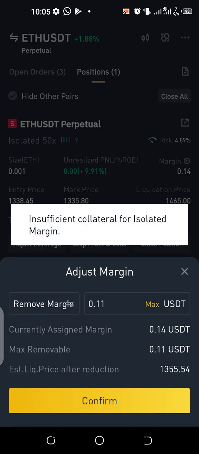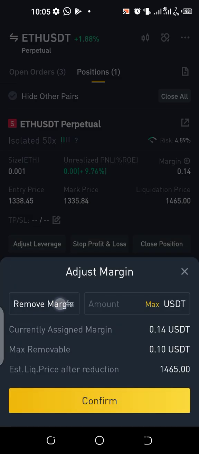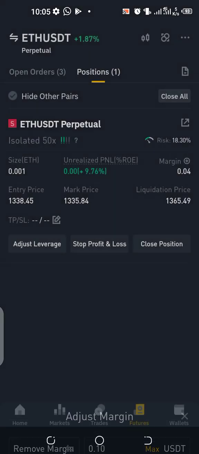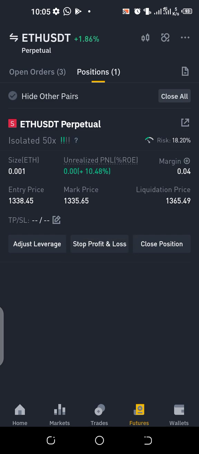If I confirm that, insufficient collateral. Okay, if I adjust that again, 0.10. If I confirm that, that's all I can remove. What is left is 0.04. So I've increased my leverage, I've reduced my margin, and now my liquidation price has come down to 1,365. It has come closer to my starting point. That means I've increased the risk of my trade from 4.3 something to 17.8.